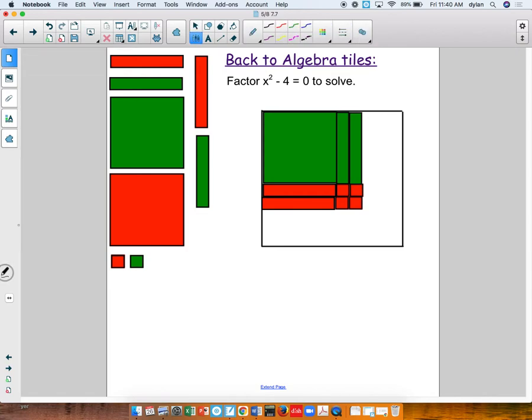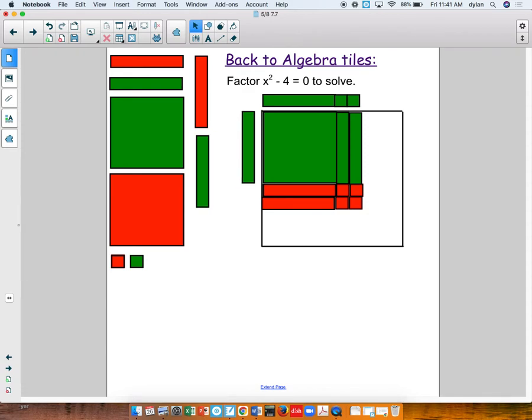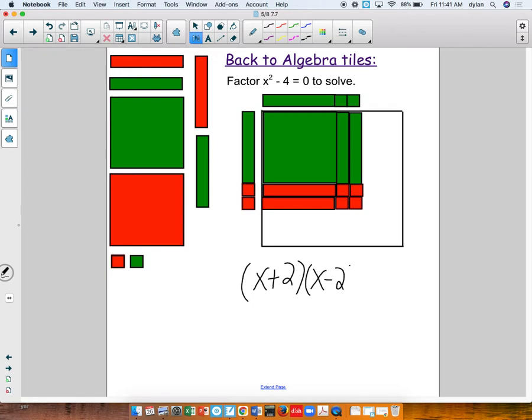And so if we actually write down along the sides what this means, on the top, our factor would be x plus 2. And on the side, our other factor here would be x minus 2, because we have to create the red along the bottom. And so our 2 factors for x squared minus 4 would be x plus 2 times x minus 2 equals 0.